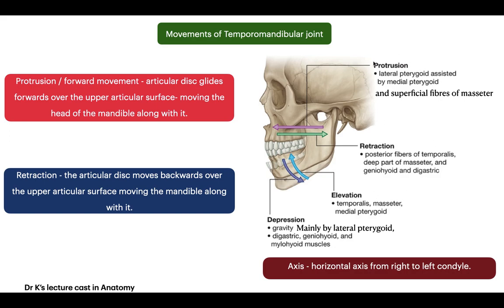So now I have mentioned here what are all the muscles. Protrusion, lateral pterygoid assisted by medial pterygoid and also by the superficial fibers of the masseter, and retraction, posterior fibers of temporalis. Note this point, when they pin the muscle temporalis, they will ask what is the function. You can just write powerful retractors of the TMJ. The posterior fibers are powerful retractors of temporomandibular joint, then assisted by the masseter, geniohyoid and digastric muscle.